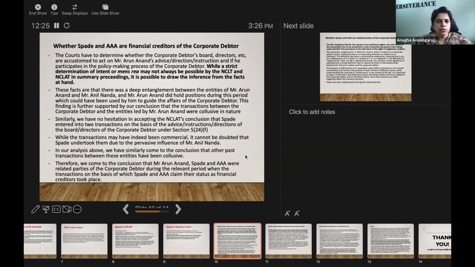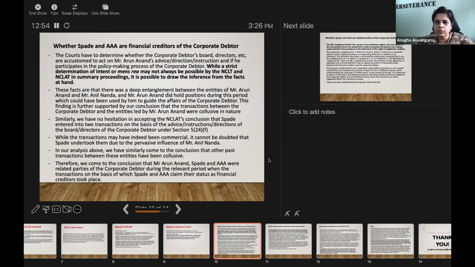So the question is whether Spade and AAA are financial creditors of the CD. Here the courts had to determine whether the corporate debtor's board of directors, the directors individually and other members are accustomed to act on Arun Anand's advice, directions or instructions, and if he participated in the policy making process of the CD. While a strict determination of intent or mens rea may not always be possible by the NCLT and NCLAT in summary proceedings, it is possible to draw the inference from the facts and circumstances.